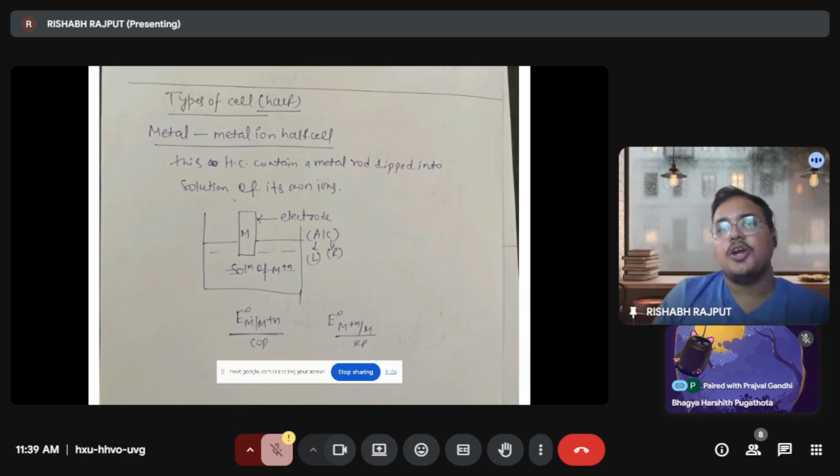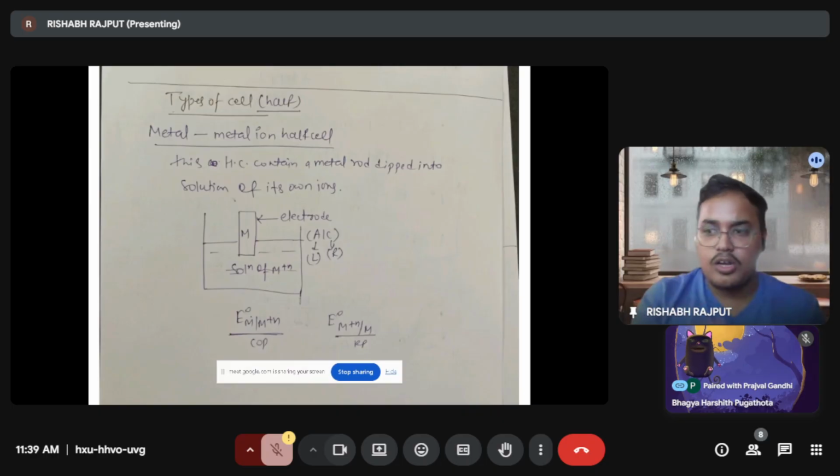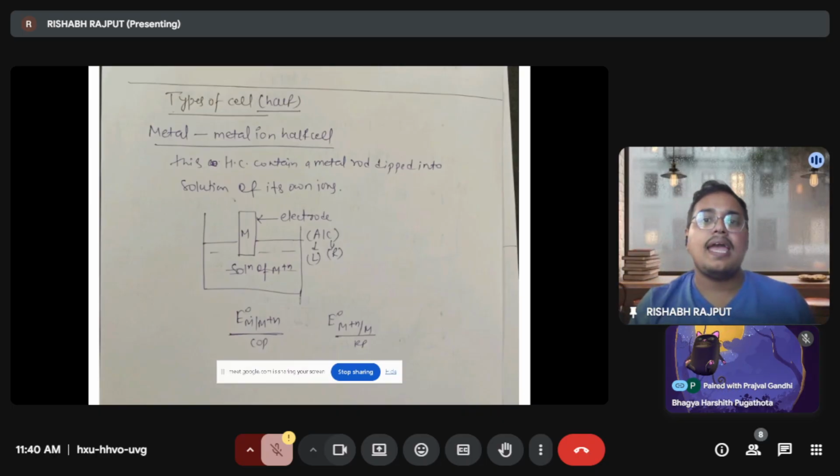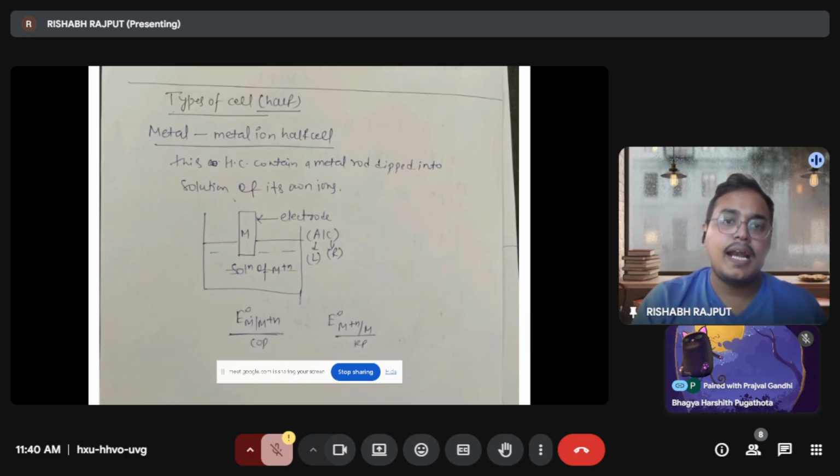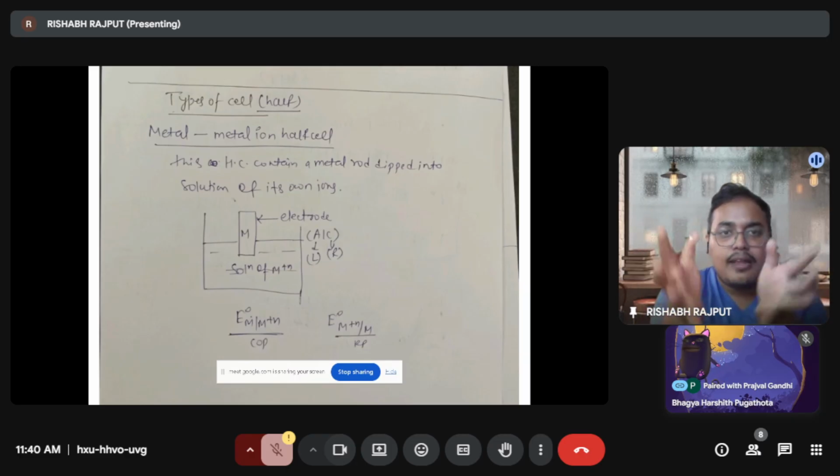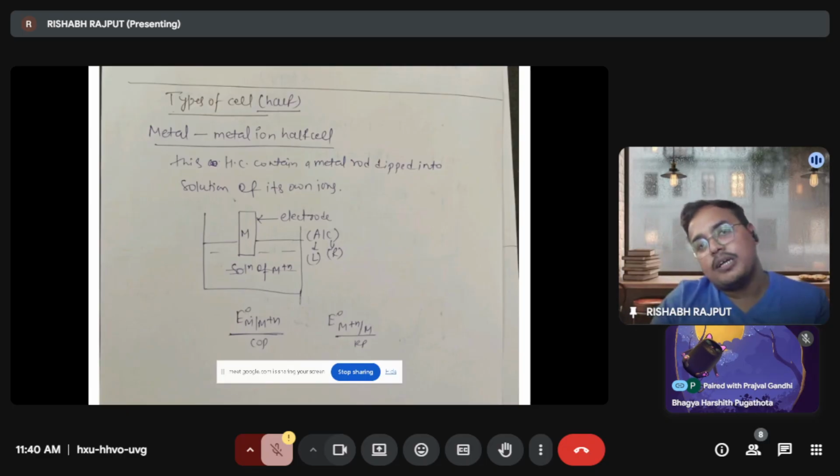So I will cover it in the theoretical part. But in your numerical parts, they will ask only about the metal-ion half cell every time. That is why I am covering only the metal-ion half cell here. When I start the theoretical part, I will cover the other half cells also.